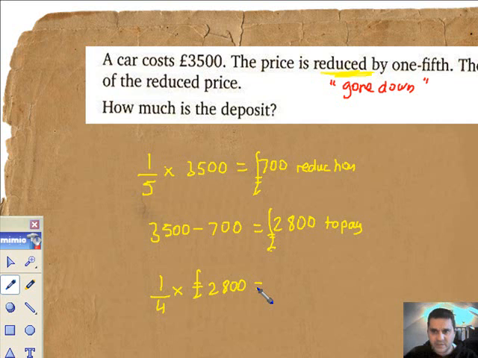The deposit is 1/4 of the reduced price. Really? Okay then. Well, that's easy, isn't it? So that's £700. Okay, so it's a £700 deposit.